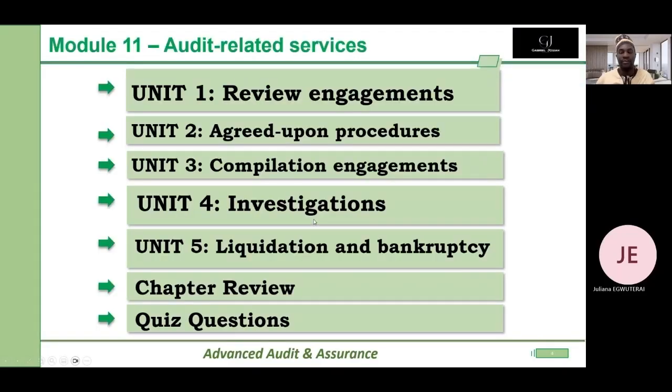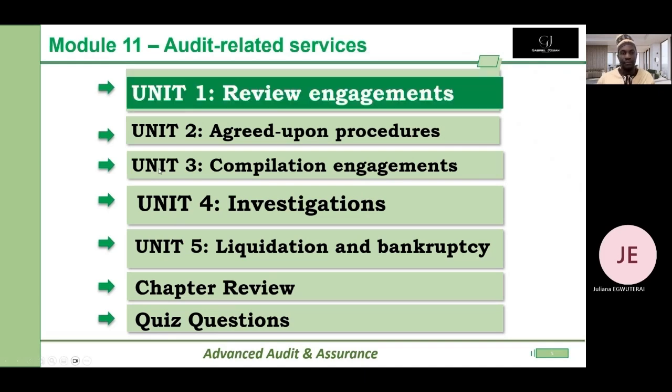Services today. So by way of table of content, this is what we'll be speaking to based on the ICAN study, AAA study text on audit-related services. So we actually looked at an introduction of a referral in Chapter 2, the regulatory environment, and also Chapter 1, audit and assurance services. But then we'll go a bit into detail with Unit 1, review engagements, Unit 2, agreed upon procedures, compilation engagements, Unit 4, investigations, Unit 5, liquidation and bankruptcy, review the chapter, then we'll look at our quiz very, very quickly.